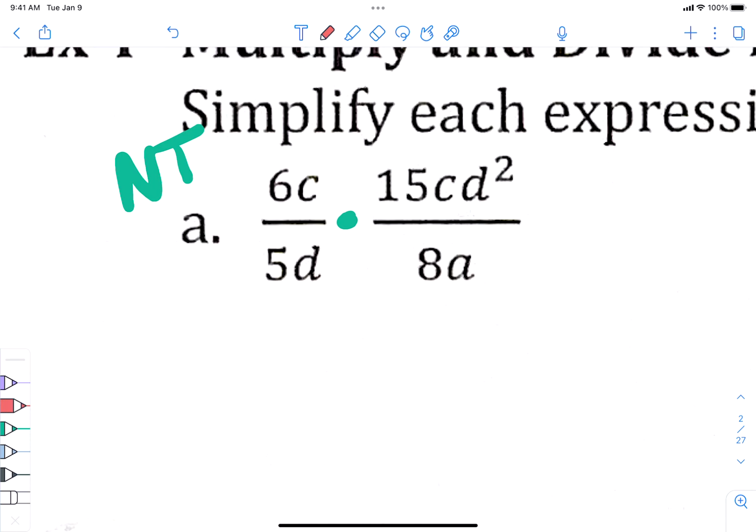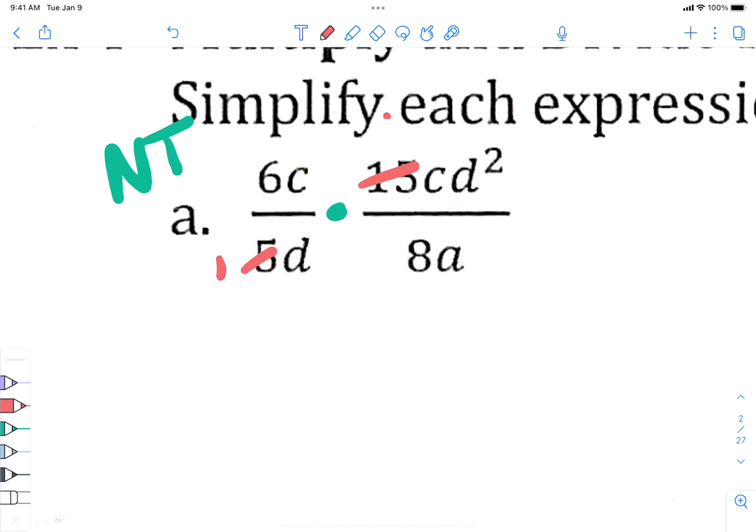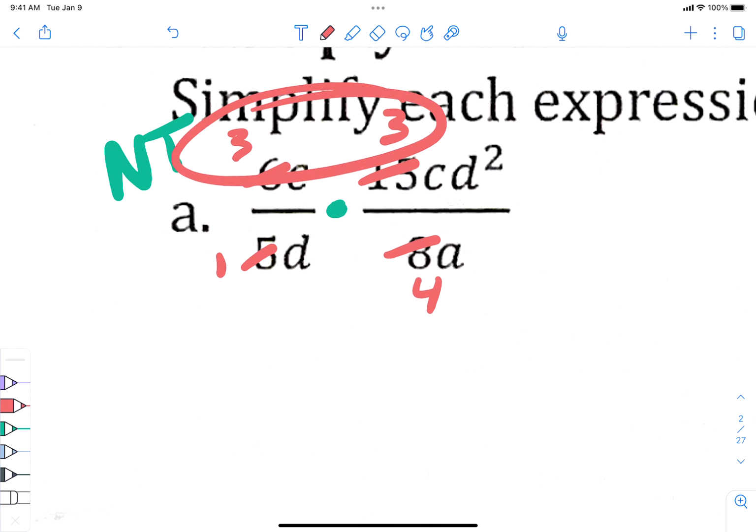So just looking at the numbers, what do you have? 1 and 3. He did the 5 and the 15. That becomes 1 and 3. What else? And then, 3 and 4. 6 and 8 becomes 3 and 4. Okay, can I cancel these 3s right here? No. There's 2 on the top. I can't do that. I have to do 1 top, 1 bottom. So that doesn't work. Just wait. We're not going to do that yet.